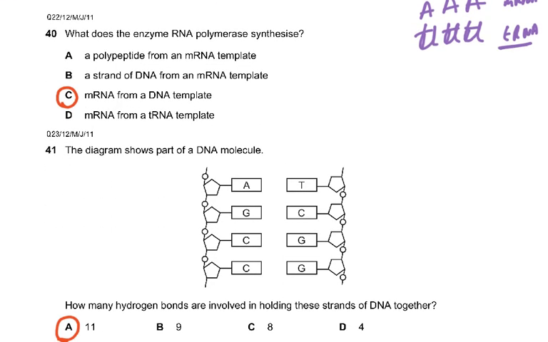What does the enzyme RNA polymerase synthesize? mRNA from a DNA template. RNA polymerase would have to make some sort of an RNA, and the mRNA comes from a DNA template.